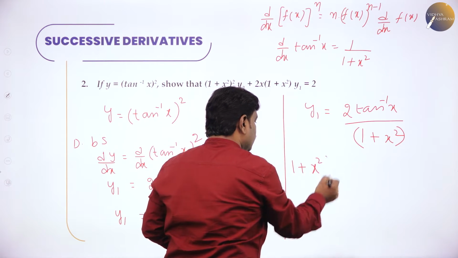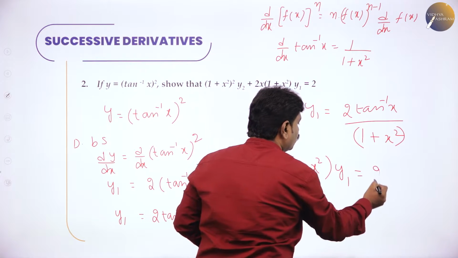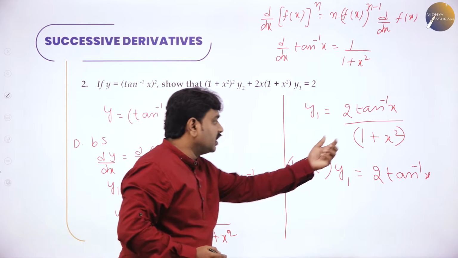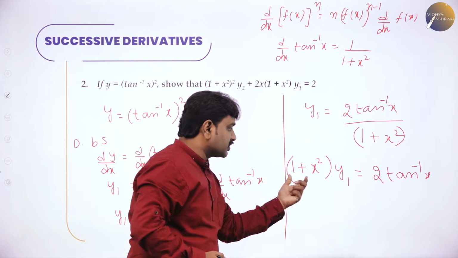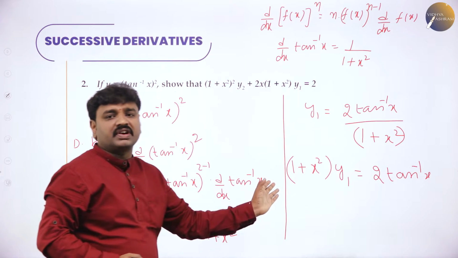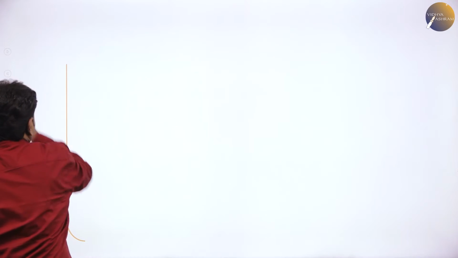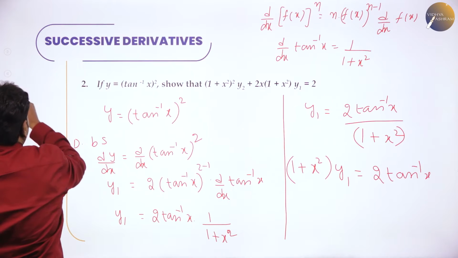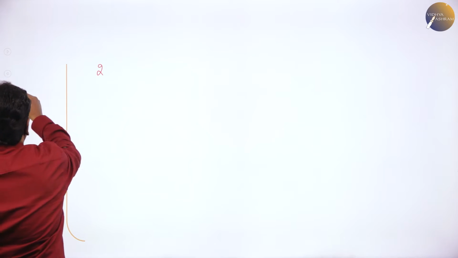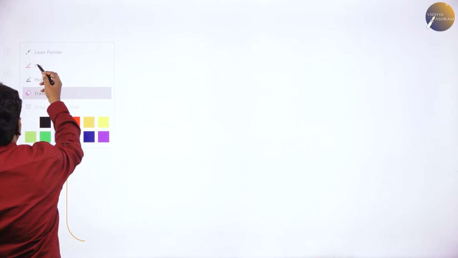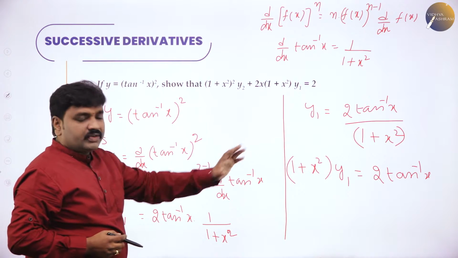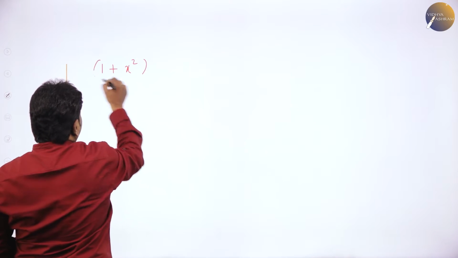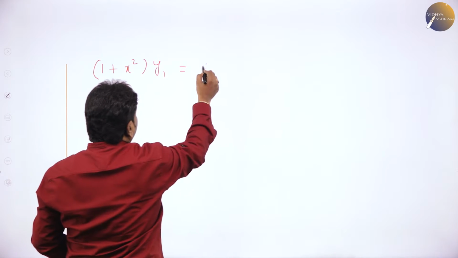It will become 1 plus x square into y1 is equal to 2 tan inverse x. So I made this a product. You transfer the denominator to LHS, it becomes a product: 1 plus x square into y1 equal to 2 tan inverse x. Now we will differentiate both sides. From there we will continue. That is 1 plus x square into y1 is equal to 2 tan inverse x.